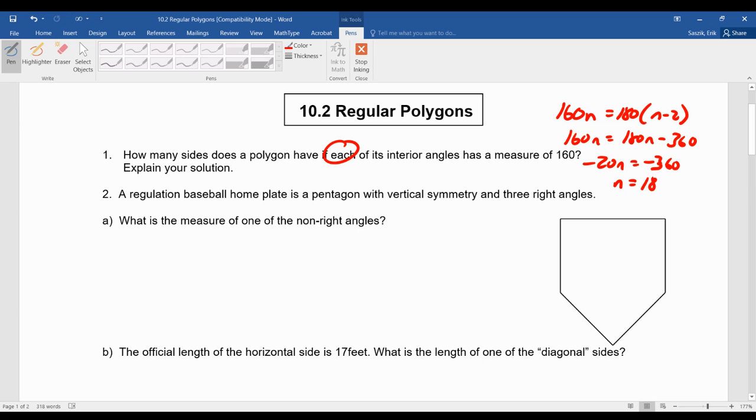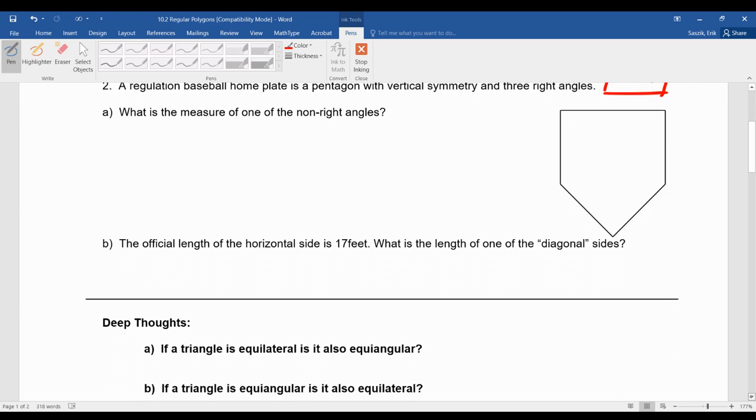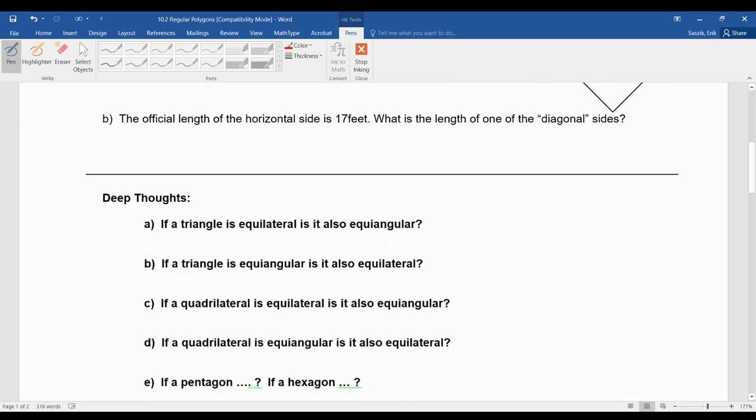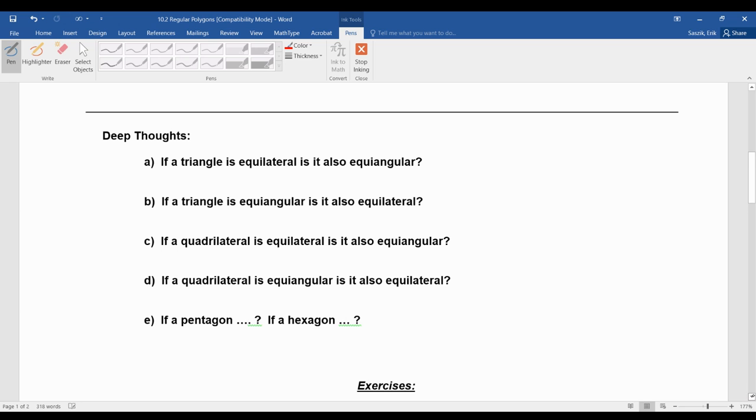It's asking for how many sides. So we're actually done, 18 sides. The rest of the opener, I think you can do yourself. Not that you couldn't do number one yourself, but you can check the answers with what I post on Canvas, okay?